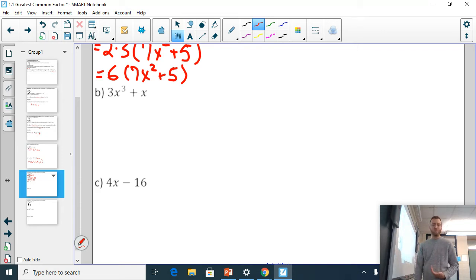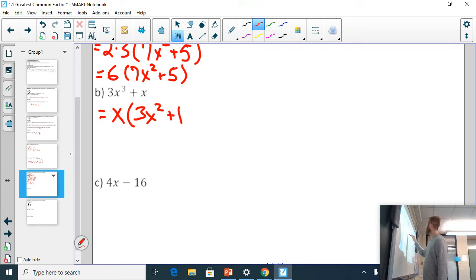Now, this one's a little weird because looking at the numbers, I don't see anything that can come out of 3 and 1, right? We have an invisible 1 in front of that x. But now I'm looking at the variables, and they both share an x. So I can take out an x, and then what I'll be left with is x times what is 3x cubed, and that'll be 3x squared. And then x times what is x.